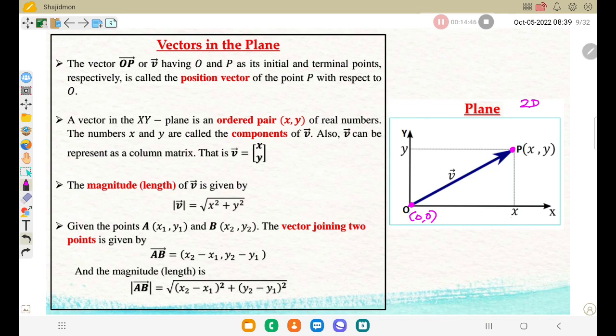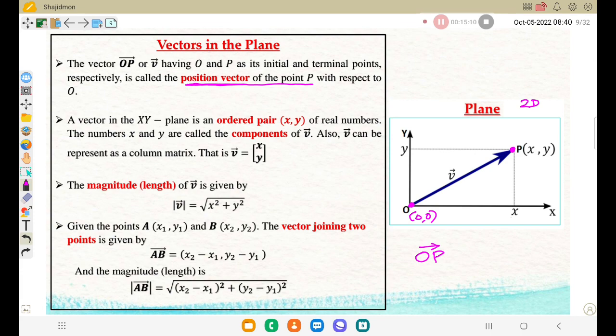Okay, this is the vector. You can see one vector I drew here, starting from 0 up to P. That means the initial point is O, the final point is P. Vector OP. This vector we call by a special name: the position vector of the point P with respect to the origin O.